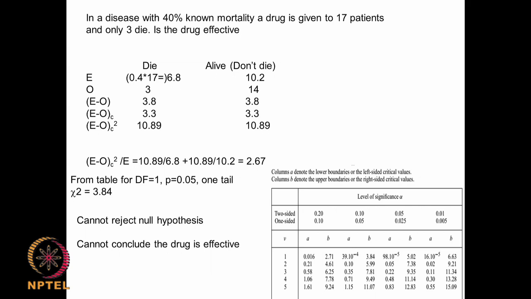So, you understand this Yates correction here. Remember that you apply the Yates correction, that is, you subtract 0.5 from the absolute value of expected minus observed.